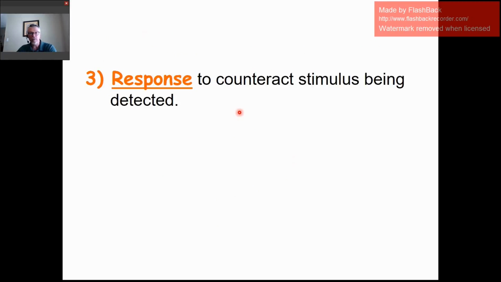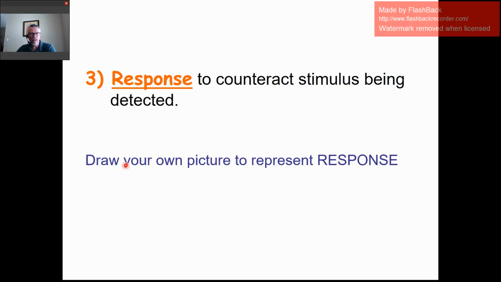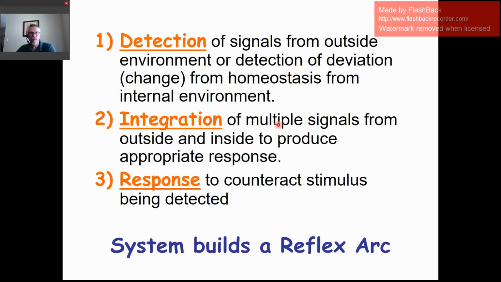And then there's a response step. So you have to do something with this information. How do you counteract the stimulus? So if your stimulus is, for example, the blood sugar level is too low, then your response would be to raise the blood sugar level. Okay, if your stimulus is a tiger that's coming towards you, your response is to run away. So the response counteracts or counterbalances whatever the stimulus is. I'll leave it to you to draw a picture to represent what we mean by response, because I couldn't come up with one. All right, to re-summarize that here, we've got our reflex arc, which is detection, integration, and response. And that's how we build a reflex arc.